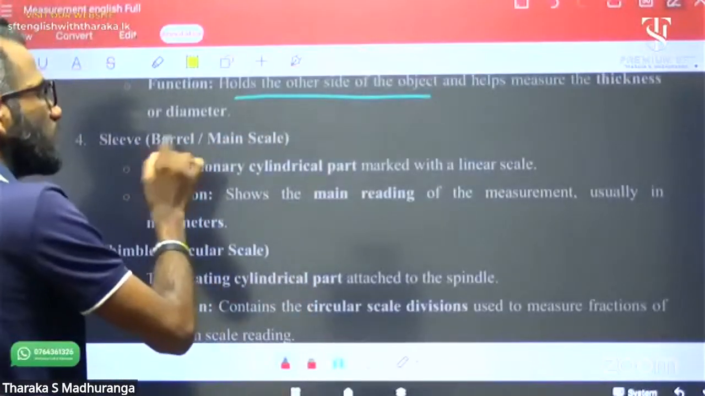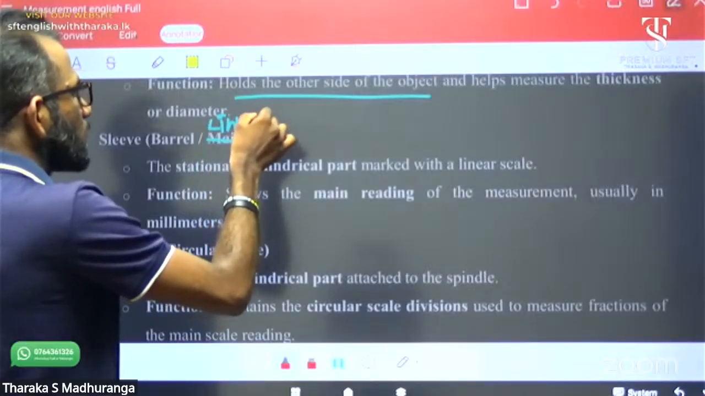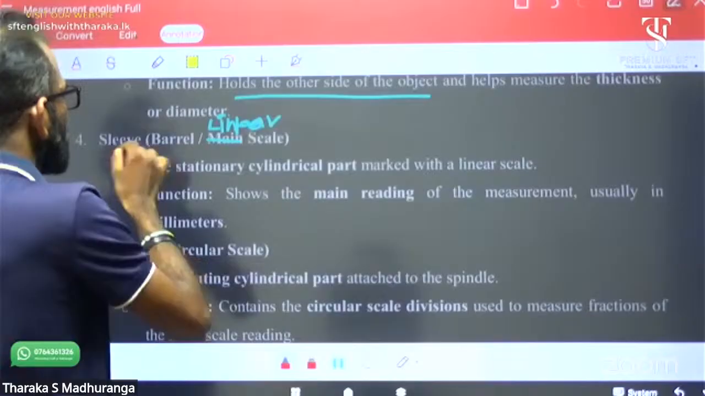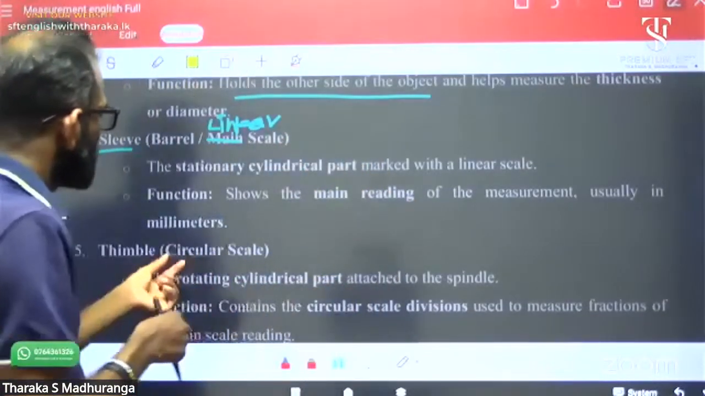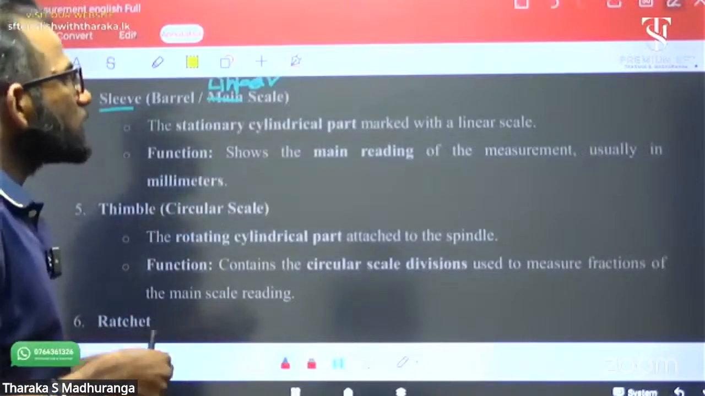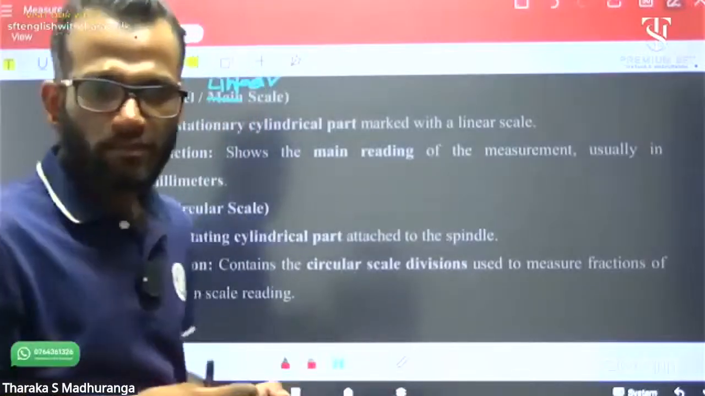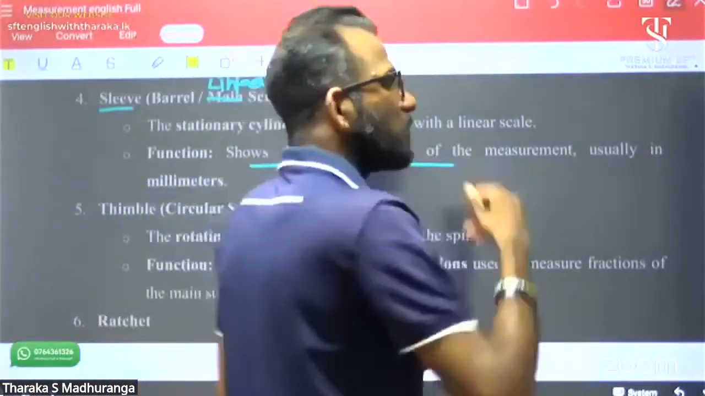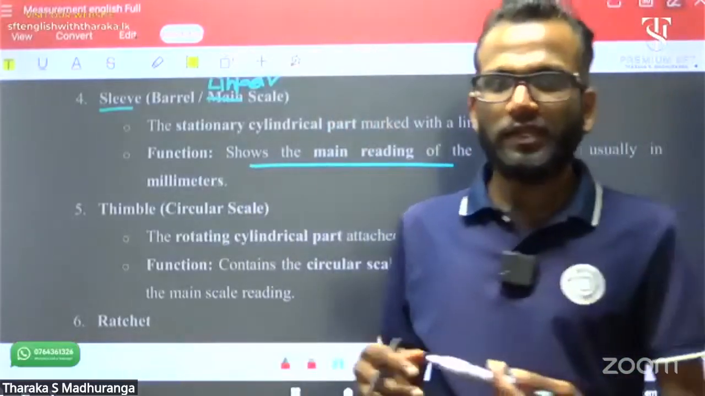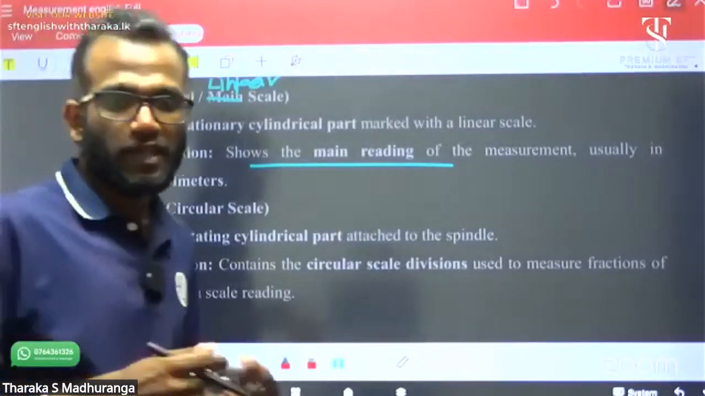The sleeve or linear scale. Sleeve means this cylinder, the iron cylinder. The stationary cylindrical part marked with the linear scale. What is the function? To get the linear scale reading. That's the function.